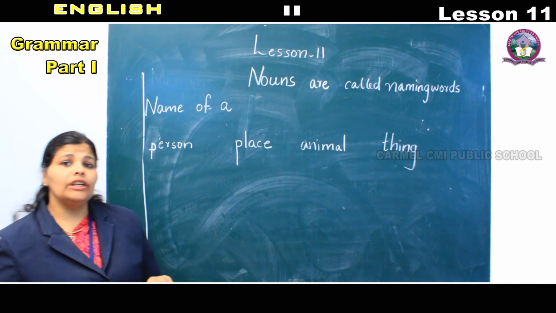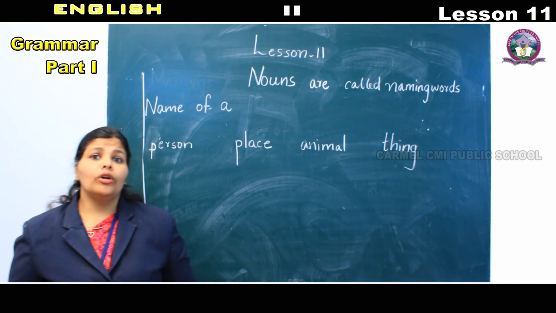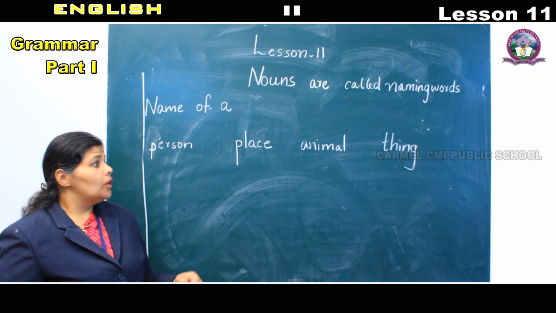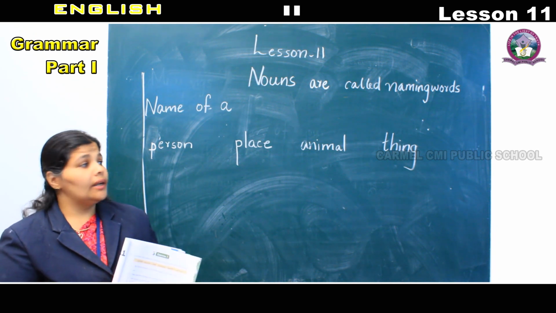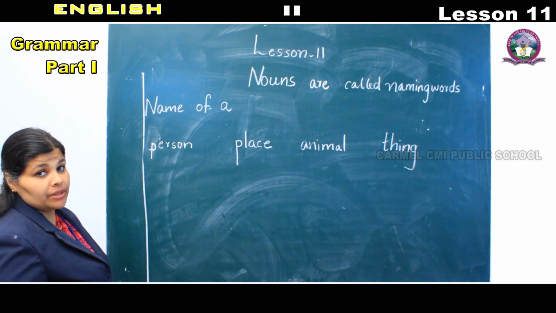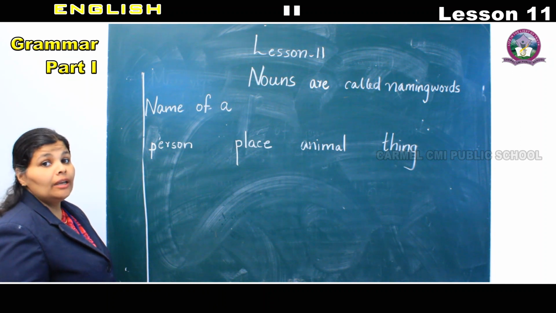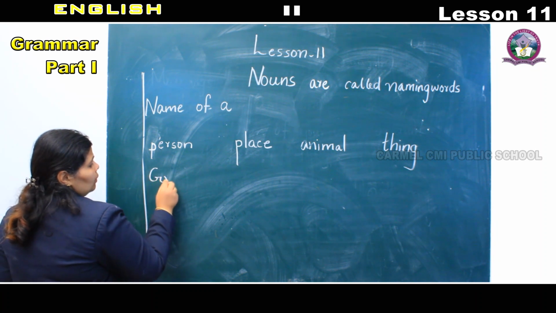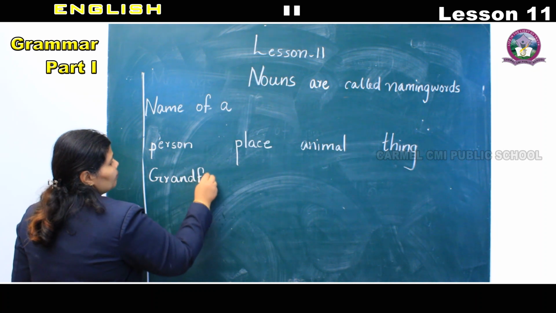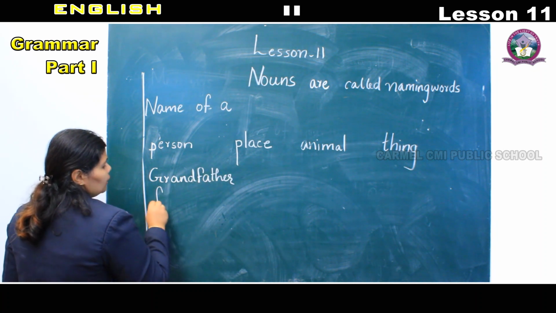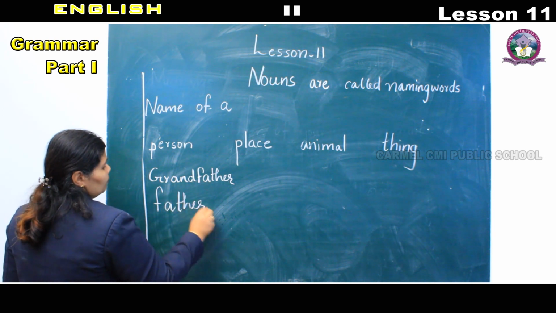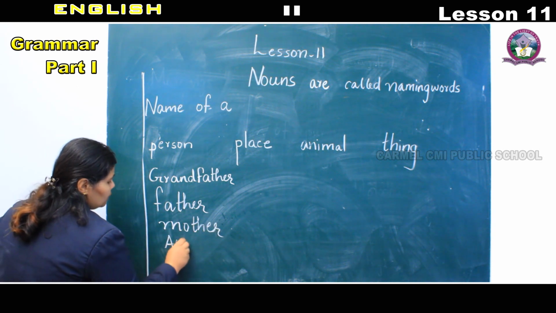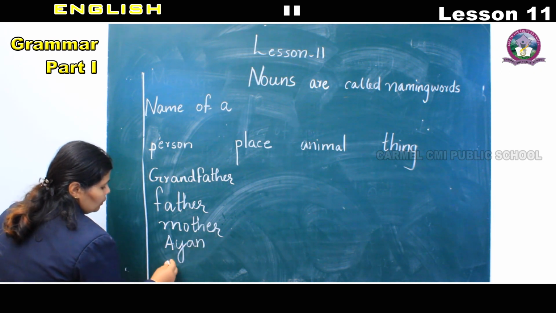Now, in that same lesson we learned the names of the cousins. What were the names of the cousins? Ayan, the little brother, and who was the sister? Tina. And these people have names, isn't it? Even though the names are given of brothers and sisters. Now let's see. Grandfather, father, mother, Ayan, Tina.